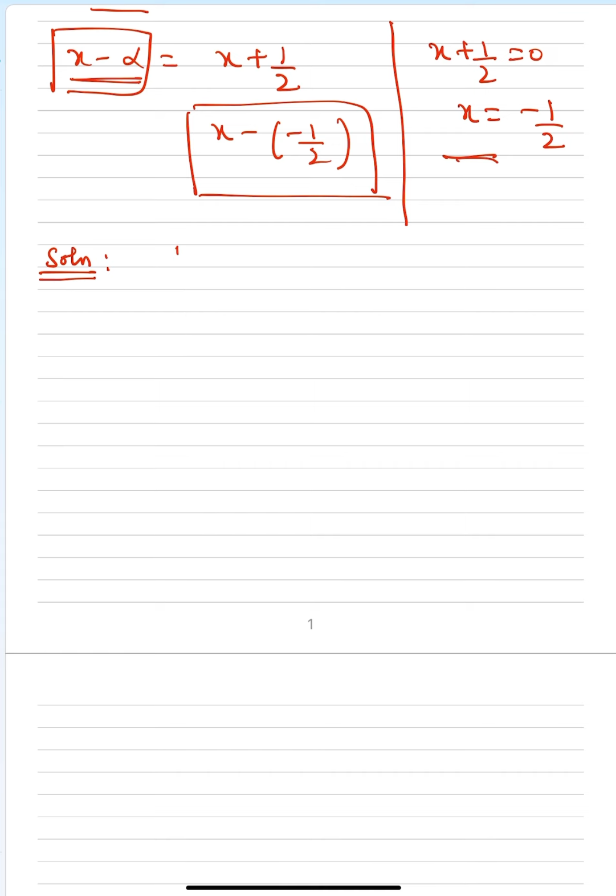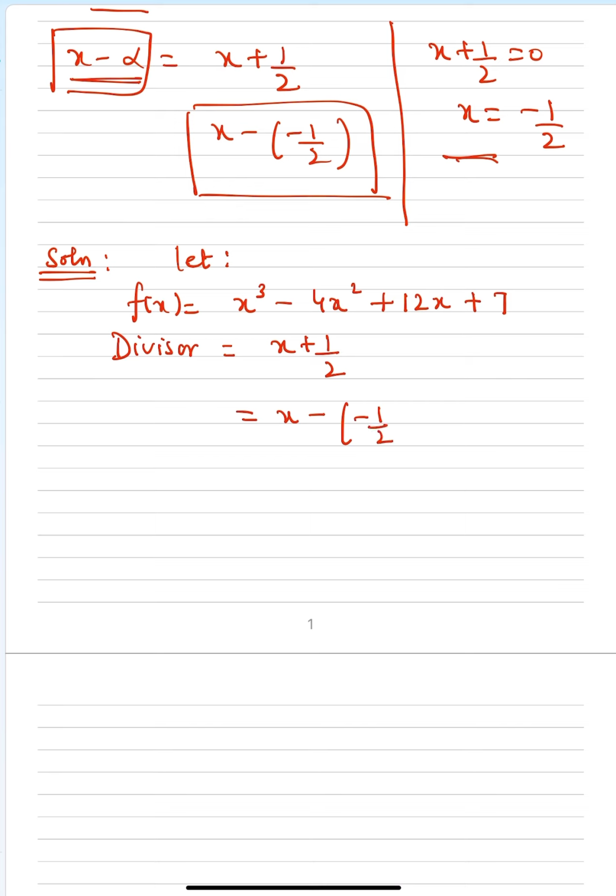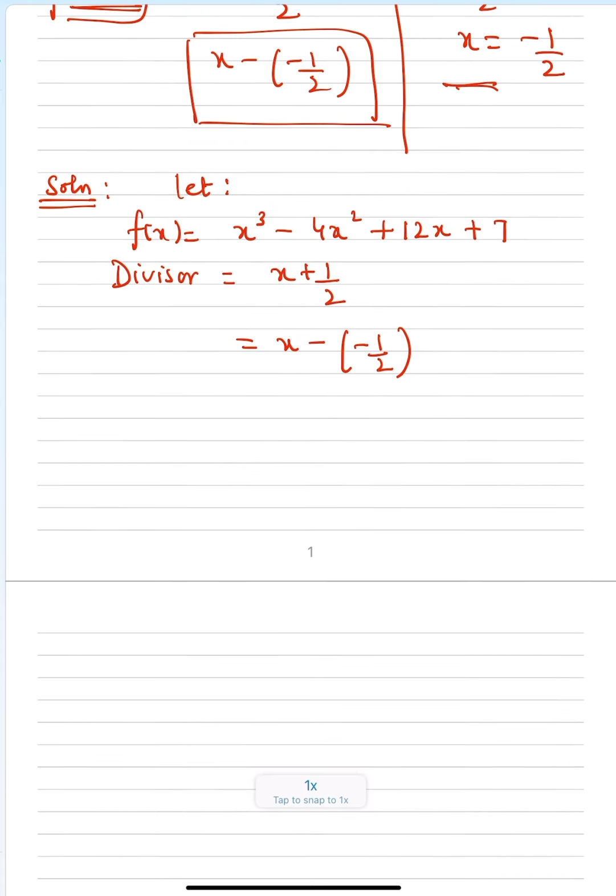Here let me take f of x is equal to x cube minus 4x square plus 12x plus 7. Okay, and the divisor is, because this polynomial is divided by x plus 1 upon 2, and in the form of x minus alpha I can write this as x minus, minus 1 upon 2, because minus minus will become plus, so we can write this way.